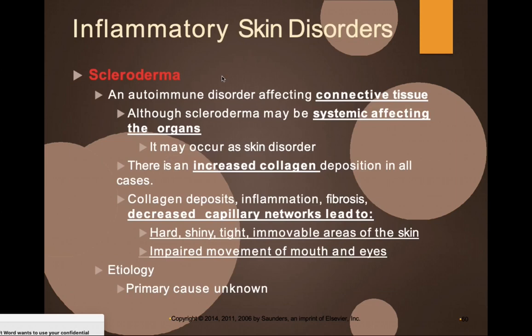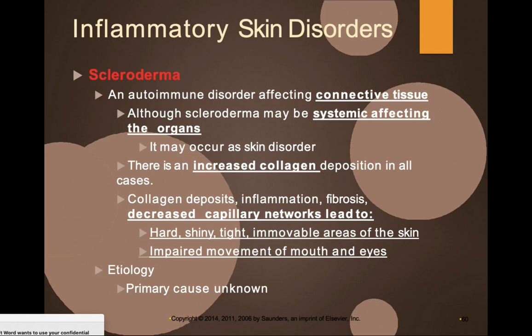Scleroderma. This is another autoimmune disorder. This one affects connective tissue. It can affect a lot of organs as well. It has a lot of systemic effects which can target the organ. And what happens in scleroderma is there's just increased collagen deposition all over the place. Collagen deposits, there's inflammation, there's fibrotic tissue that forms, there's decreased blood supply and capillary networks.